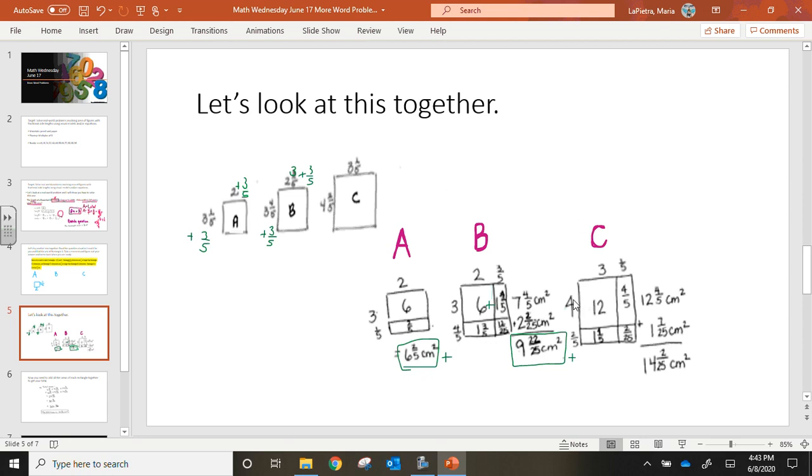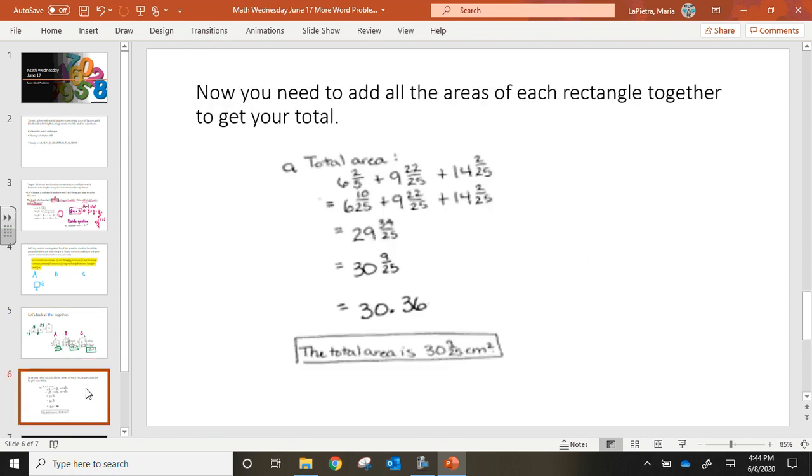4 2/5 times 3 1/5. Okay, 4 times 3 is 12. 4 times 1/5 is 4/5. 2/5 times 3 is 1 1/5. And 2/5 and 1/5 is 2 25ths. And then I got this for an answer. I know this is a lot of work, but it's finding the area of each one, A, B, and C. And then when you're finished, adding them all up.